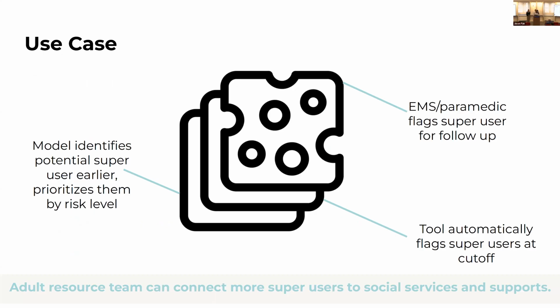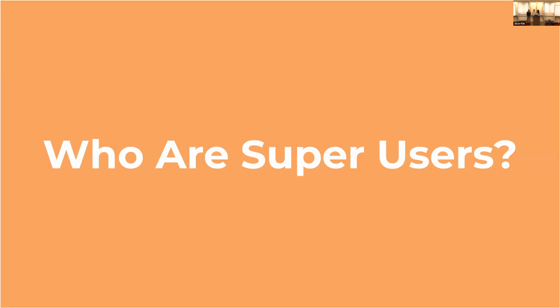Right now, EMS staff sometimes flag super users for follow-up manually. Our tool automatically flags anyone who crosses the threshold of 10 annual calls or 15 lifetime calls. And our model adds a third layer, identifying patients who are on the trajectory towards super user status before they cross that threshold and ranking them by risk level so that the other resources team can prioritize who to reach out to first. And Chloe will talk about our EDA results.